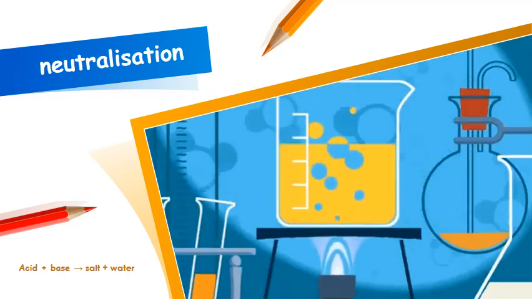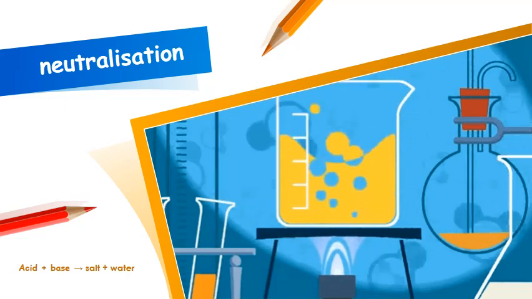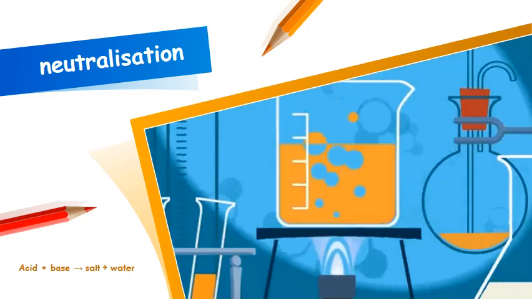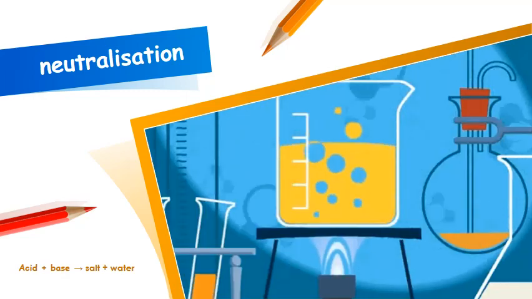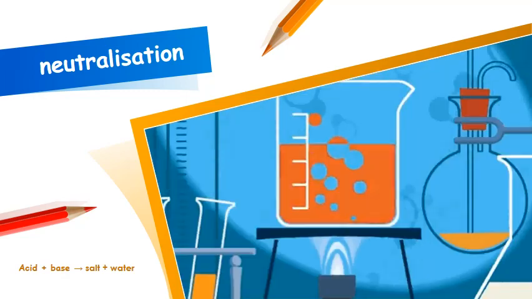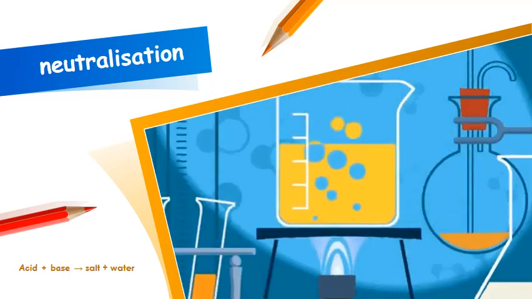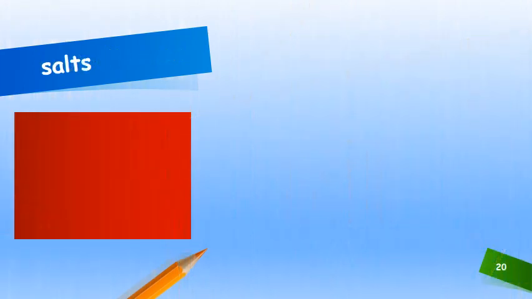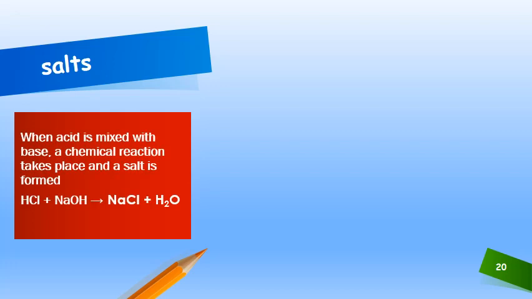What is the difference? When you take a sugar solution, your mother will prepare sugar solution for you, isn't it? Sugar solution is neutral, but it is not a salt solution. Then what are salts? We will learn now. Now let us take the salts. How the salt is prepared, you have already learned. When acid is mixed with base, a chemical reaction takes place and salt is formed.